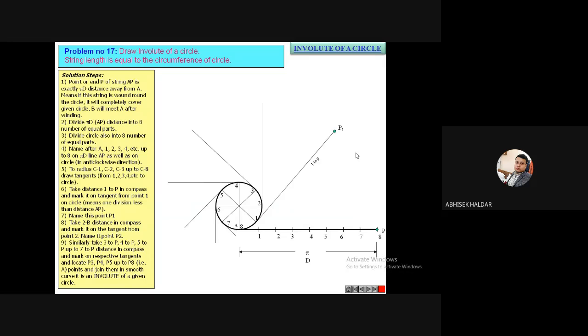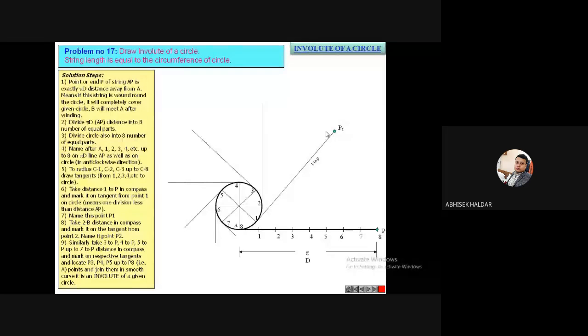I am repeating this step. Listen carefully. I will take my compass. I will take the distance from this 1 to this P. And I will place my compass again at this point 1, and I will cut that 1 to P length on the tangent that I have drawn, so that I will get this point P1.